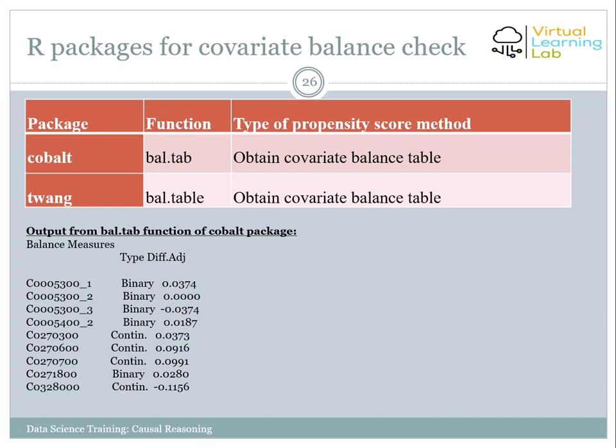For checking covariate balance, the Cobalt package is excellent and can accommodate a lot of methods. The Twang package focuses on weighting. So I have here an example of output from the Cobalt package, and you can see these are standardized mean differences. They're all very small. They are all less than 0.1, mostly less than 0.05 in absolute value, except these two here. So the appropriateness here would depend on which criteria you're using.